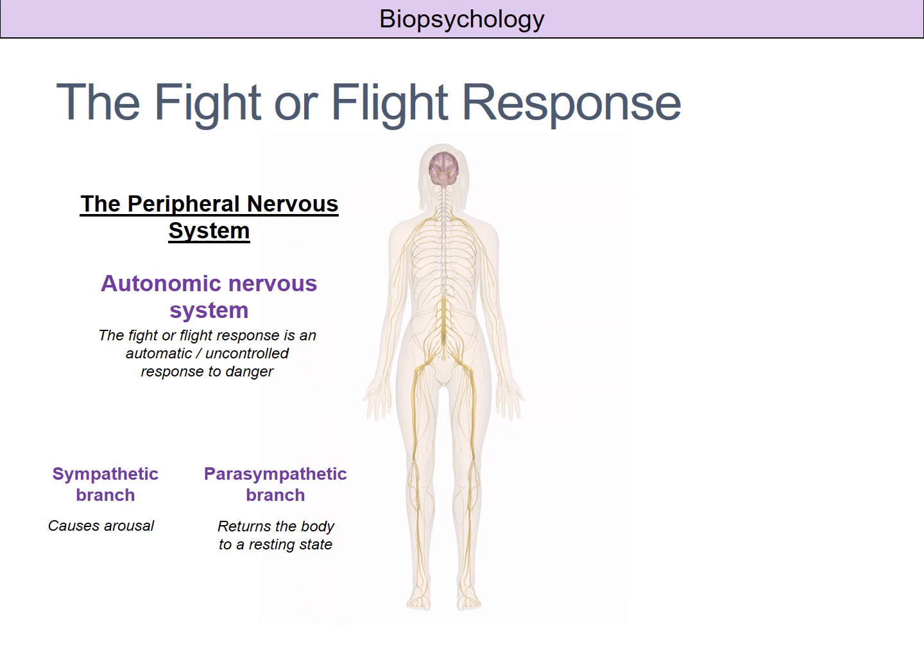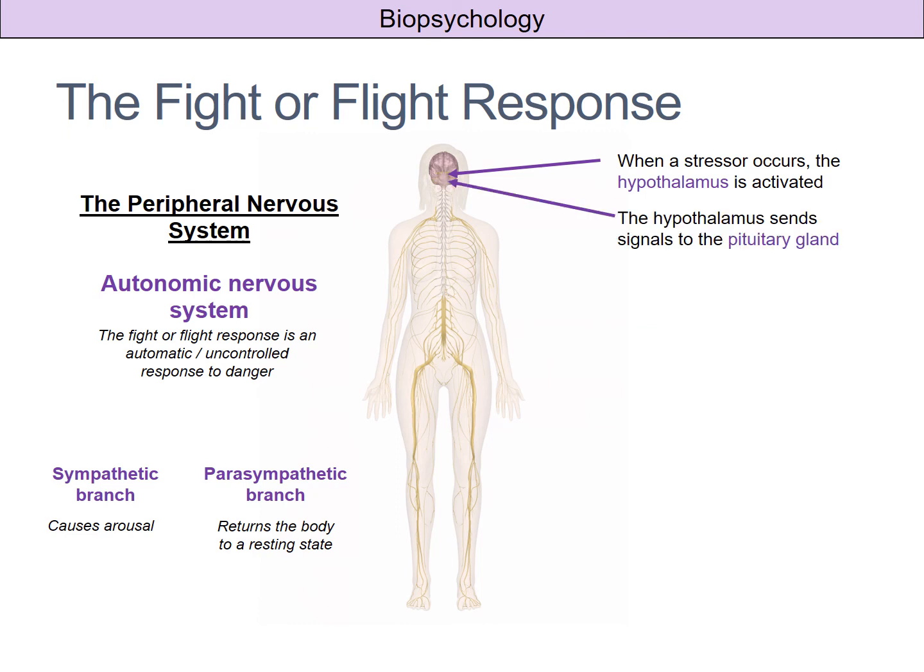So what happens in the fight or flight response? The initial response is in the brain. When we get stressed by something, the hypothalamus is activated. So the hypothalamus is a part of the brain, a very primitive part of our brain. It's buried deep within the middle of it, and that sends a signal to the pituitary gland.